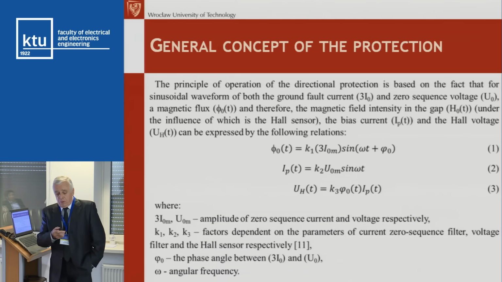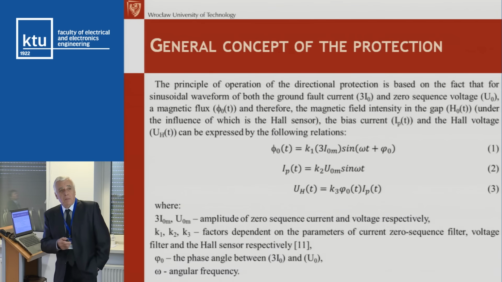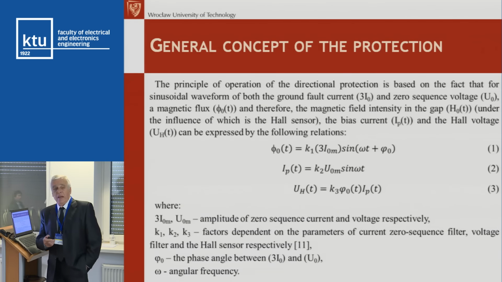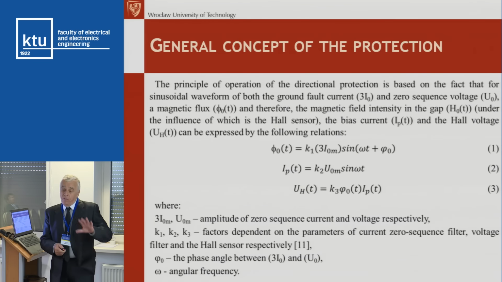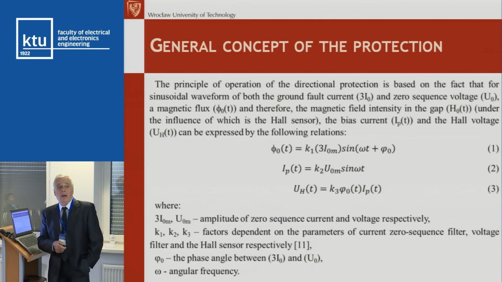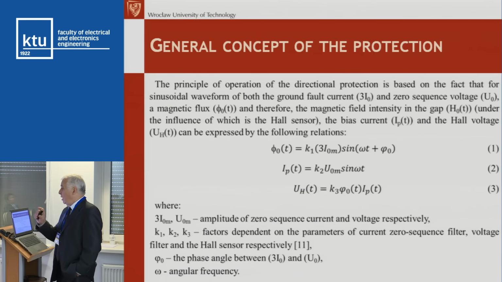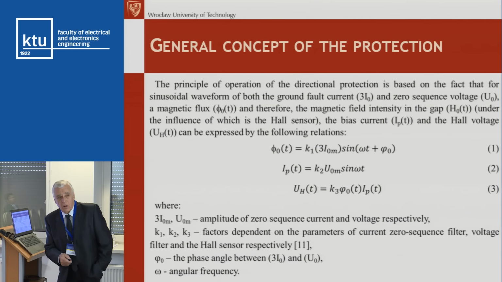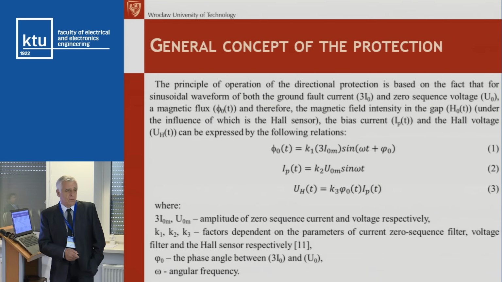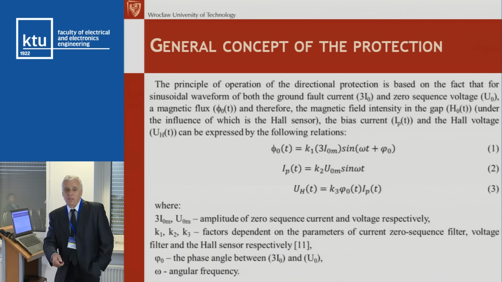The principle of operation is very simple, since it is based on the fact that we have a sine wave of a current and a sine wave of a voltage. Therefore, the flux, which is depicted here, is also a sine wave, of course including the high harmonics, and the polarized current is proportional to the voltage. U0 is also a sine wave. Therefore, the output is a product of these two quantities. The parameters you see are factored depending on the parameters of the zero sequence filter, voltage filter, and Hall sensor respectively.